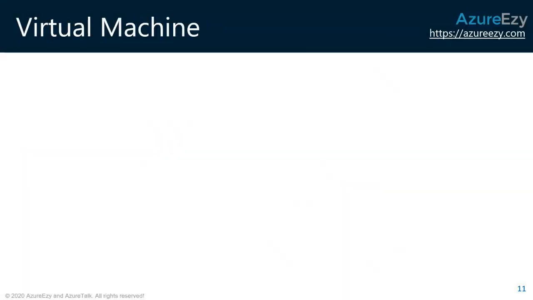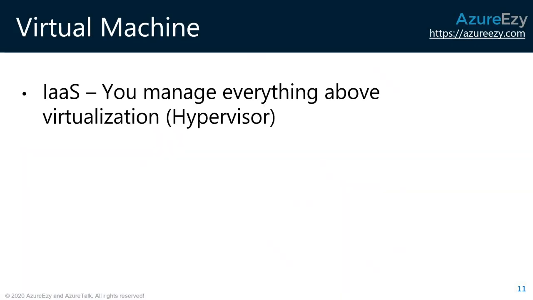Now, as we know, virtual machine is an infrastructure as a service solution. That means you manage everything above virtualization. What do you mean by that? It means that whenever you deploy a virtual machine, it must be deployed on hardware, right? On the hardware, you have the networking, the physical network, the security networking layer of the data center. On top of it, you have some hypervisor, a virtualization technique. The hypervisor may be Hyper-V, it may be VMware.